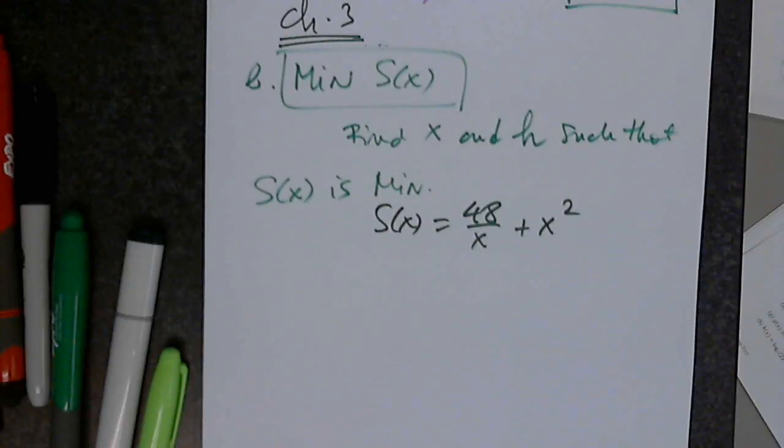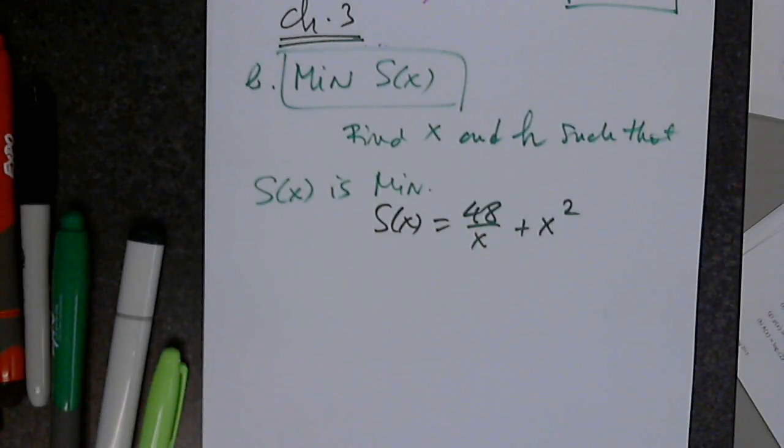Ready? Of course 12 is way out there. I have no idea how high or how low the function will go, but I'm only interested in the piece between 0 and 12. So 48 divided by x, and then plus x squared. Ready? So I will look at the viewing window. I only want 0 to 12.